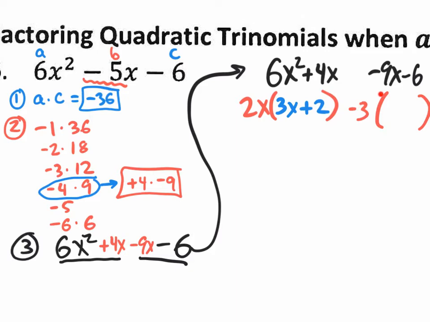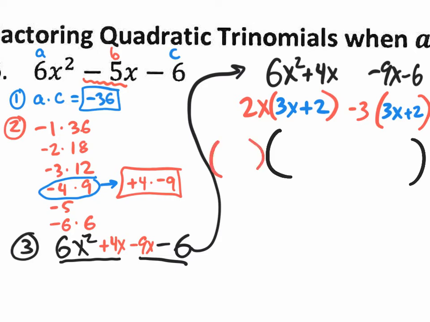Check it out. Negative 3 times what will get you a negative 9x? That will be a positive 3x. And then negative 3 times what will get you a negative 6? Well, that would be a positive 2. And again, these binomials have to be identical. They have to be a common binomial in your first group and your second group so you could pull out that common binomial.